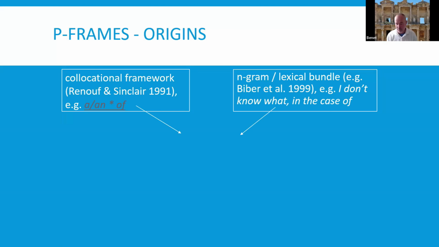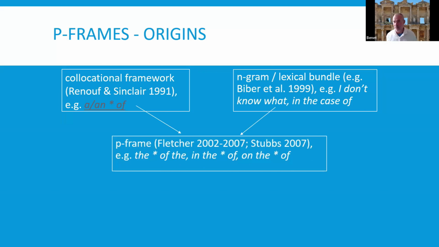If you add them together, you get what's called a p-frame. These are strings of words, so they're of fixed length. They occur a lot, and you'll notice there's an asterisk here to indicate that one item in the string is a wildcard. Anything can occur there. So we can use these two origins to help inspire our approach, which we're going to do today.